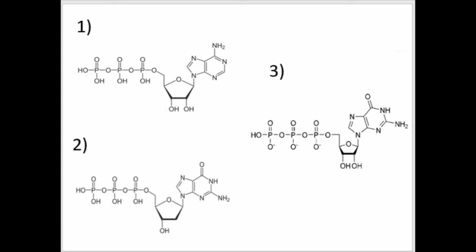Now moving on to number 2, what do you think the answer to number 2 is? So you can see that there is a guanine nucleobase, a deoxy sugar, and we also have 3 phosphate groups, and putting all of that together we get deoxyguanosine triphosphate. And as for number 3, we have a guanine as the base. We still have the sugar and 3 phosphate groups, and putting all that together we get guanosine triphosphate.